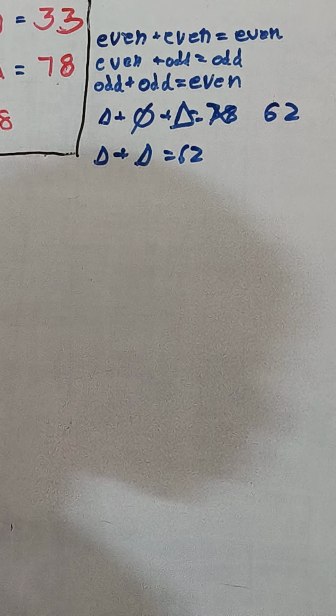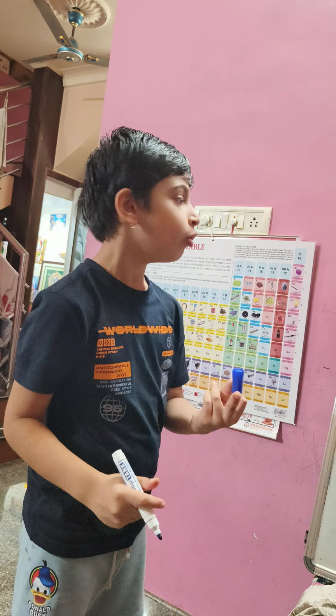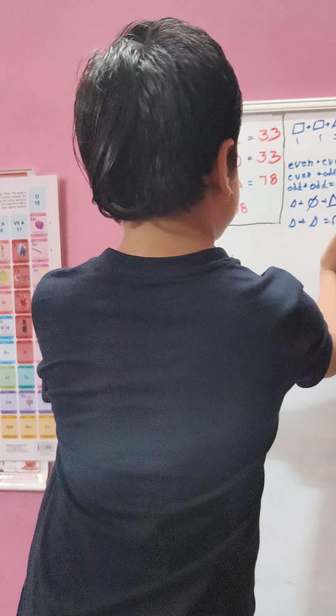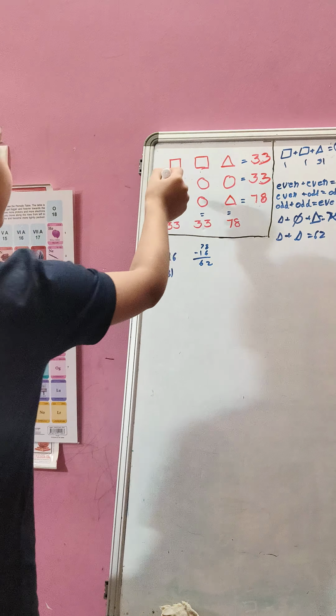So 62 is an even number, so it can be divided by 2. So when you get that, triangle plus triangle is equal to 62, you get a triangle as 31. And now you can identify one more thing in the figure. And now let us check our answers.